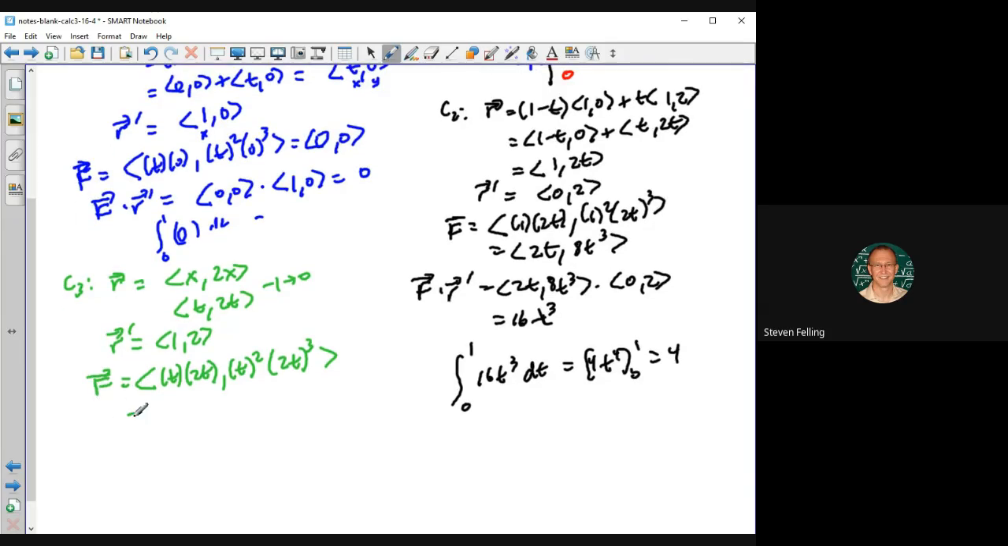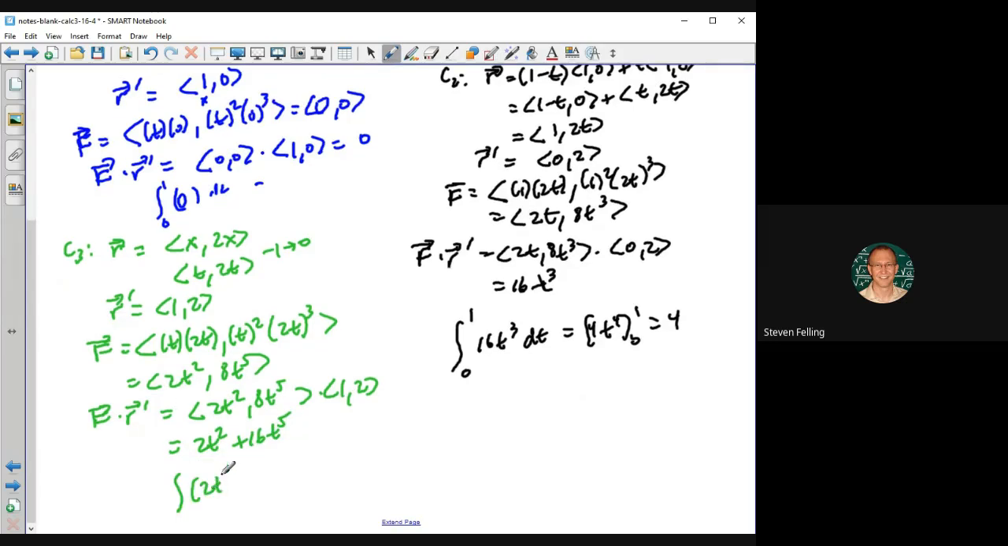So I want to end up with 2t squared and 8t to the 5th. And so when I take the dot product of that with r prime, that's 2t squared, 8t to the 5th dot 1, 2. So that's going to be 1 times this plus 2 times that, so 16t to the 5th. And then our integral would be the integral of 2t squared plus 16t to the 5th dt, where the parameter goes from -1 to 0 to go in the correct direction. Okay. And if you trust me, after going through all that, you end up getting 2/3.